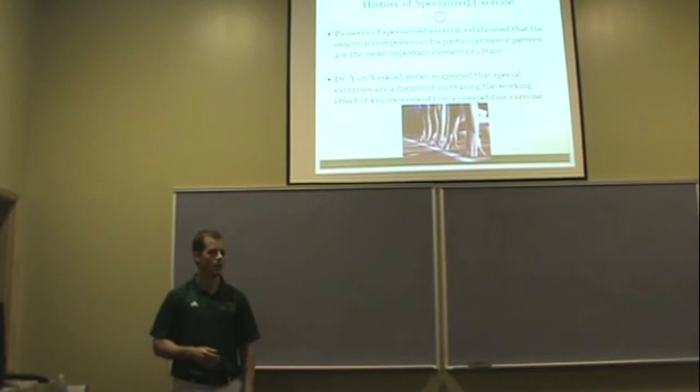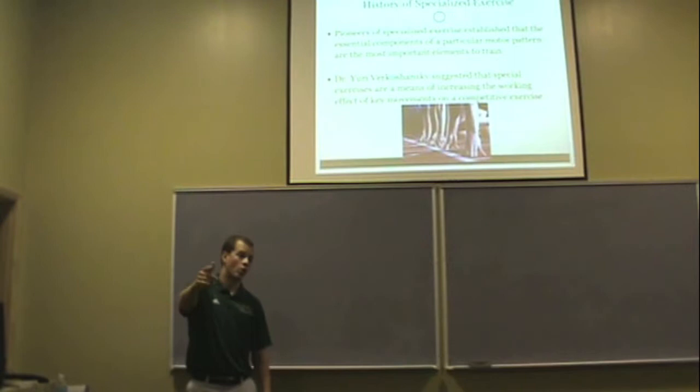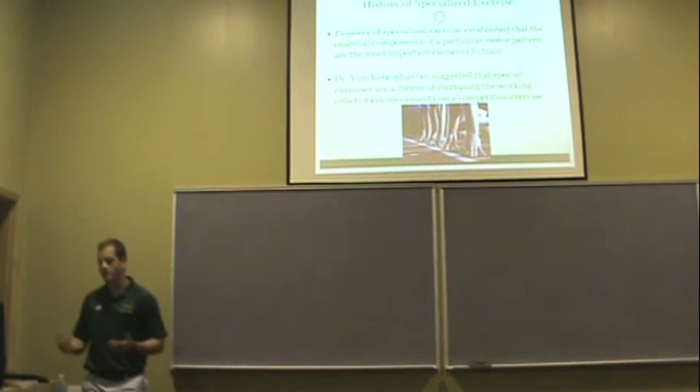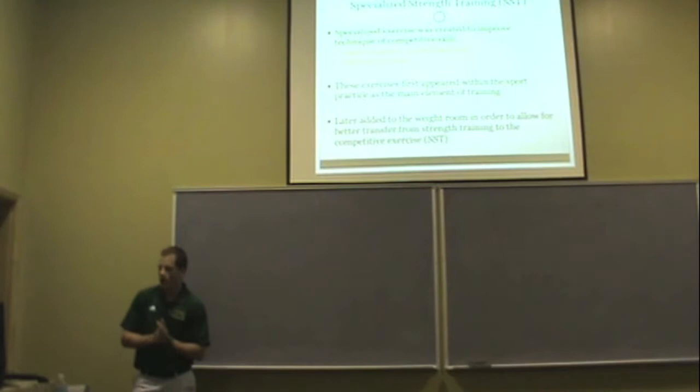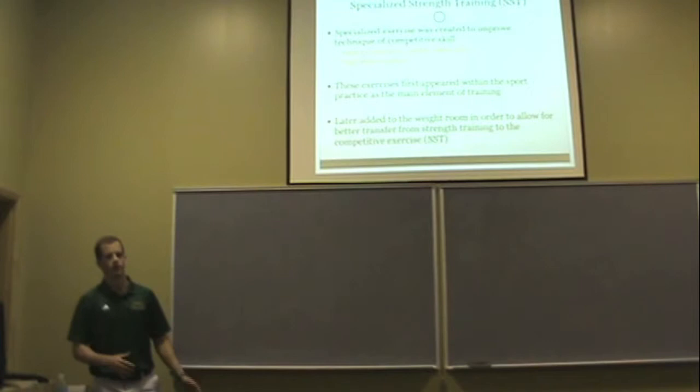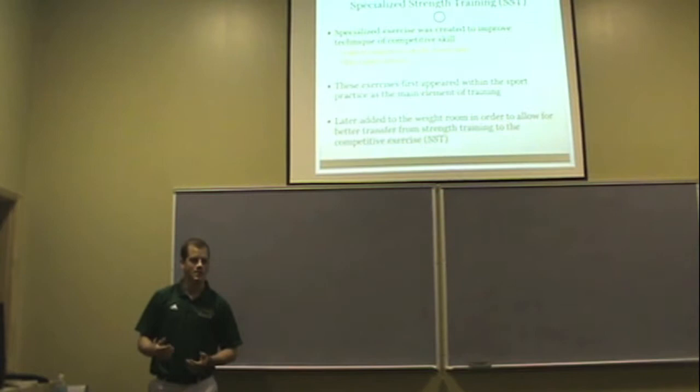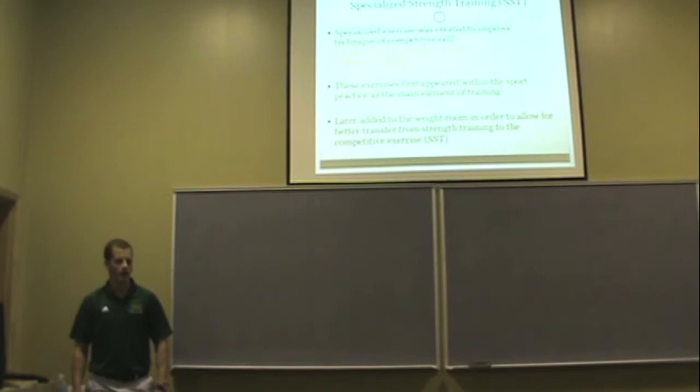So if you're working on running, it's about getting better at pulling that foot down and going to where you want to go at a faster rate, getting better at extending that ankle and moving faster. That's what it's all about. With specialized exercise, what I've mentioned so far was done on the field, around the track, on the court. This was probably around the 60s and 70s when it was first really getting popular, and they were doing it more out in the field at their sport practice.